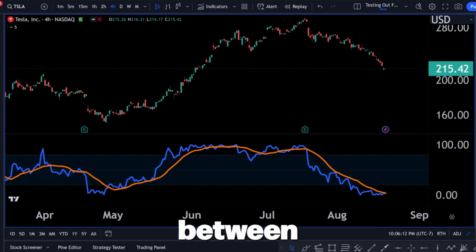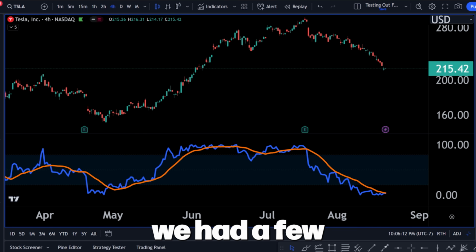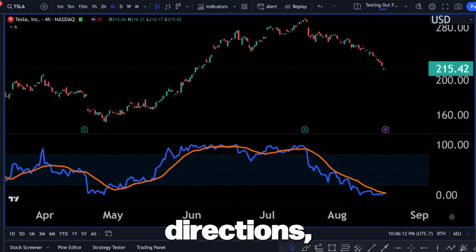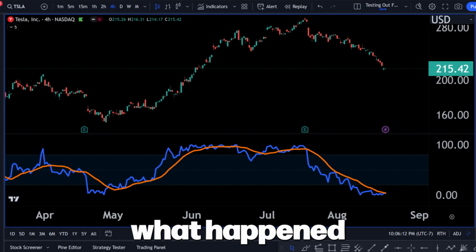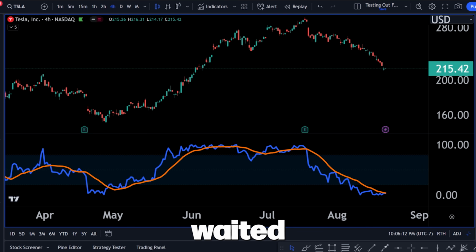But what happened in between June and July? Well, we had a few crossovers going in both directions, but we did have some bearish crossovers. But what happened? If you would have waited for the orange line to get back into that neutral zone, you wouldn't have gotten trapped and had a false signal. That's the main goal. And even if you go back to May, look at this. When the orange line got back into that neutral zone, that's when we started to move up a little bit faster.